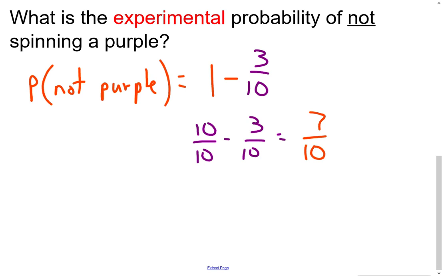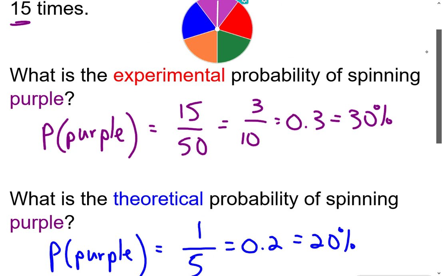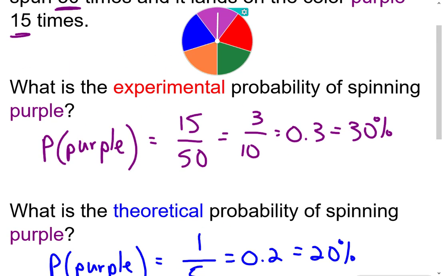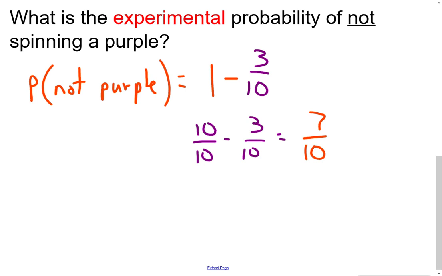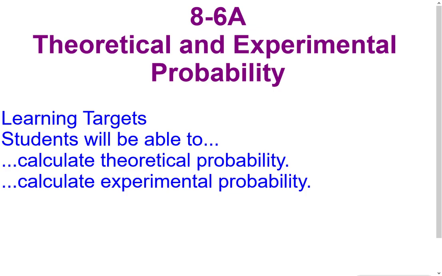Okay. And you could do it the other way as well, where you'd look at it and go, well, 15 situations were purple out of a total of 50. That means that 35 were not purple. And if we did 35 over 50, we still end up with 7/10. And that's going to conclude my lesson on theoretical and experimental probabilities.